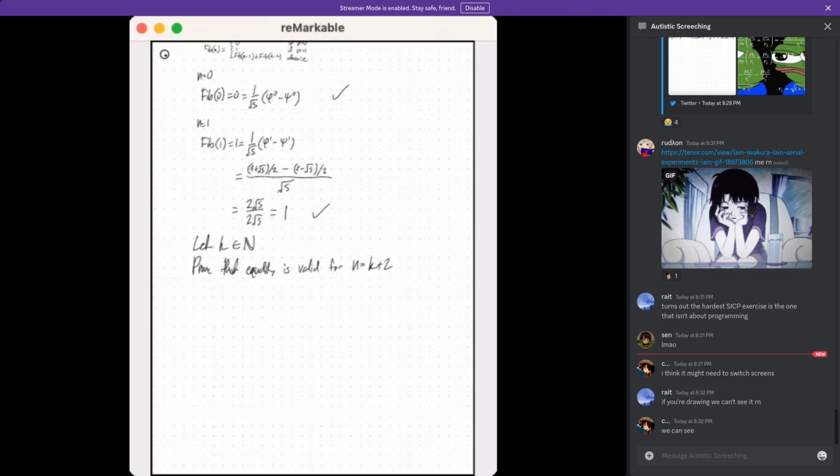Prove that the equality is valid for n equals k plus 2. All right. So then, excuse me. So we have our two cases here, right? And I'll write these out again. Oh, excuse me, k plus 1.